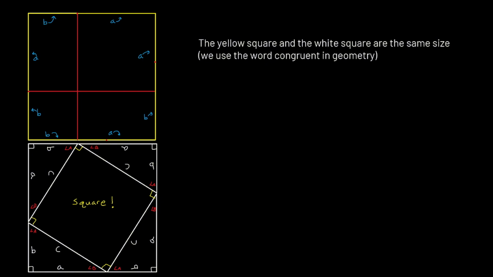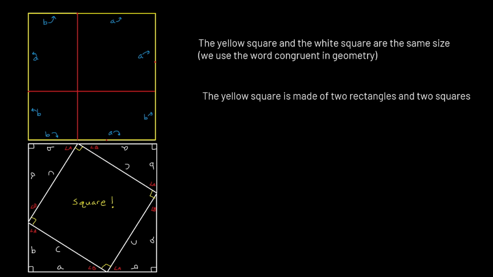So now we have this square, the same square in white and in yellow, but we're looking at it in 2 different ways. So we have the yellow square and we have the white square. The yellow square is made up of 4 pieces, the white square is made up of 5. So we've got the yellow square and the white square, exact same size. The word we typically use in geometry is congruent.